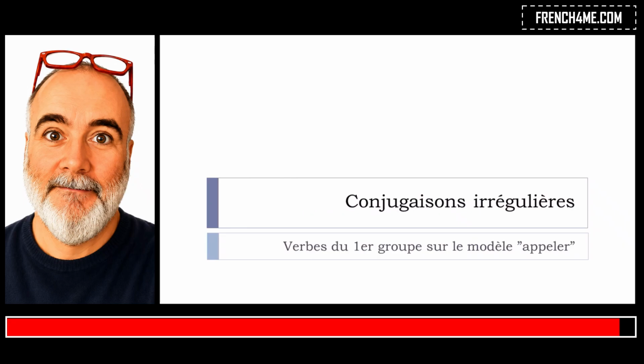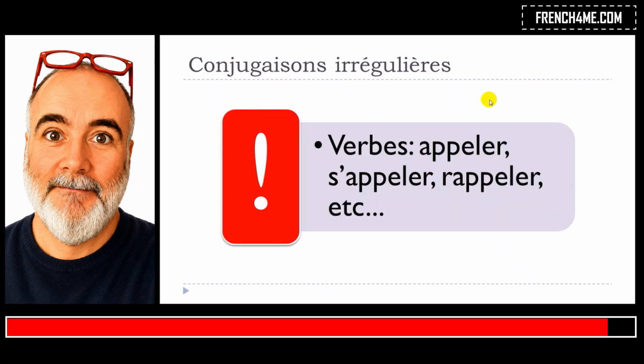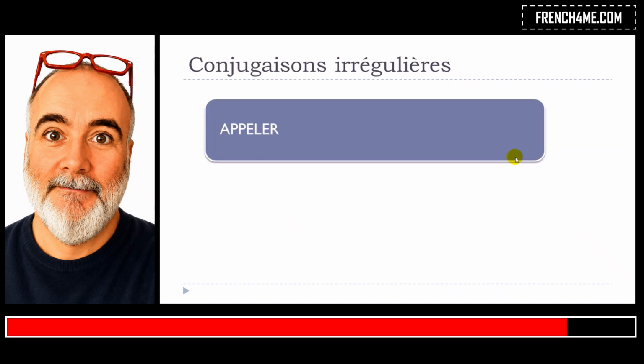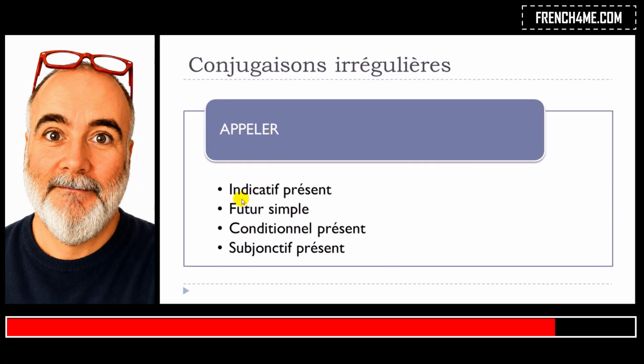And in this lesson, we'll work on les conjugaisons irrégulières and we'll see especially the verbs like appeler, s'appeler, rappeler, se rappeler, and then interpeller. All these verbs, ending with E, L, E, R, are part of the appeler family of verbs. I took this example, appeler, and we'll see that the following tenses will be concerned by these changes. So we're talking about indicatif présent, futur simple, conditionnel présent, and then subjonctif présent.